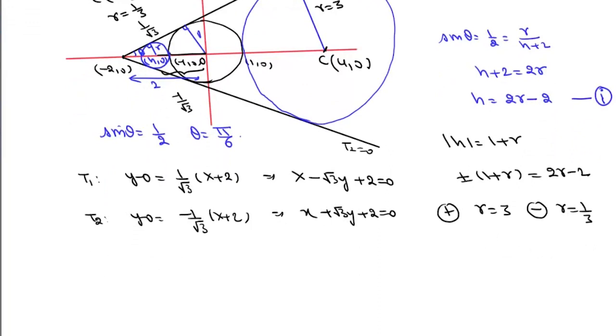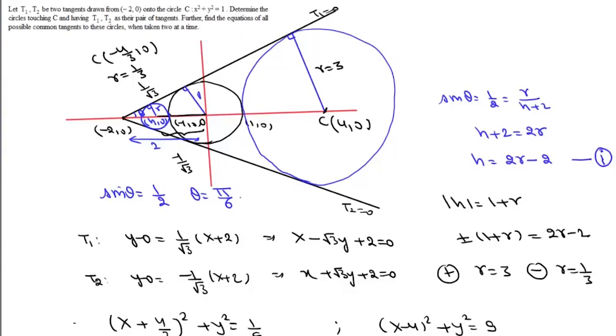So equation of this first circle will be (x plus 4 by 3) whole square plus y square equals 1 by 9. And the equation of this larger circle will be (x minus 4) whole square plus y square equals 9. So these are the equations of two such circles.